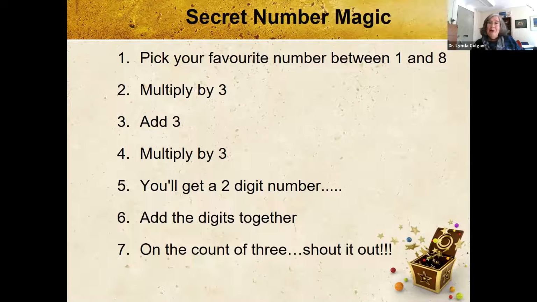It didn't matter whether your favorite number or your secret number was 1 or 2 or 3 or 4 or 5 or 6 or 7 or 8. No matter what number you started with, every single person in the audience ended up with 9. That's Mathemagic.